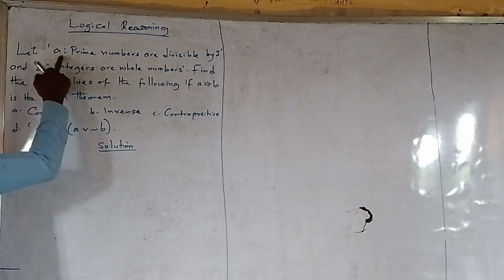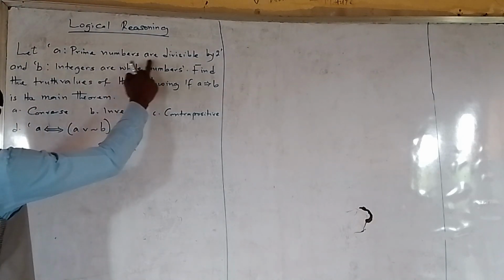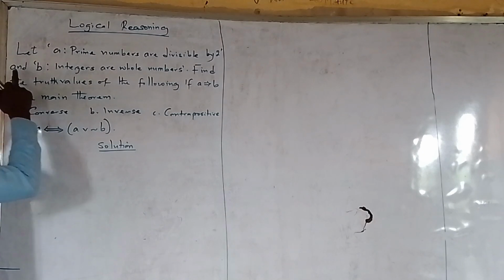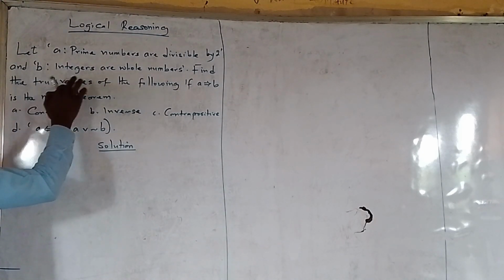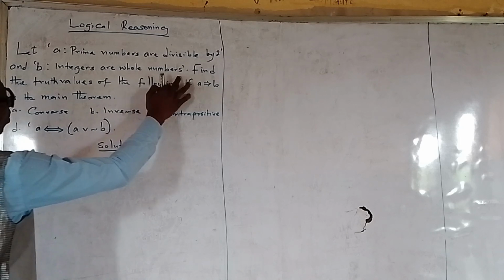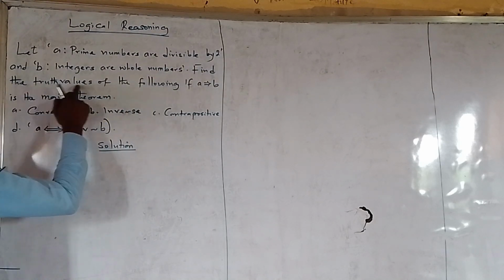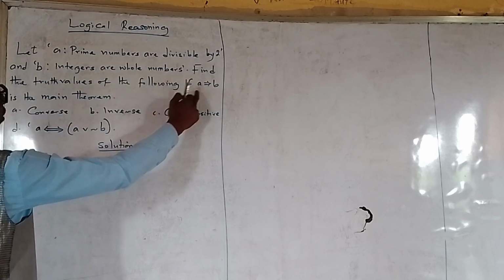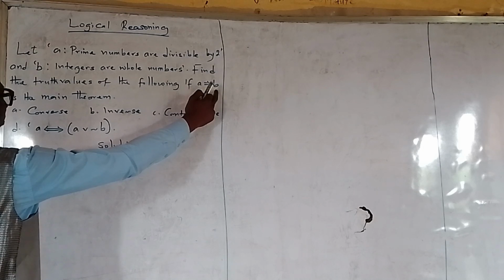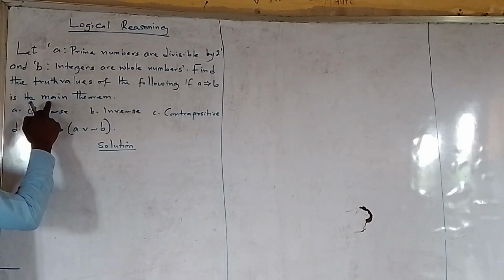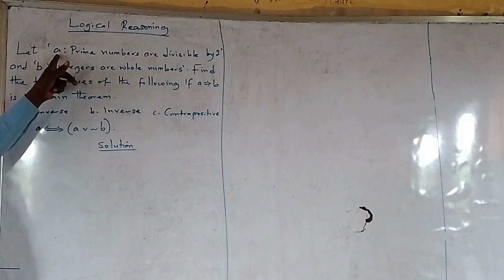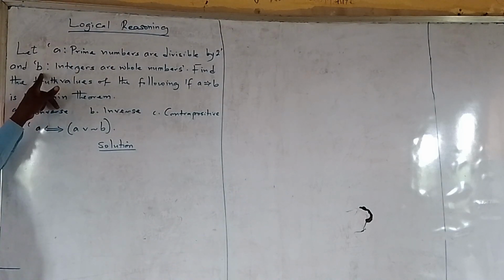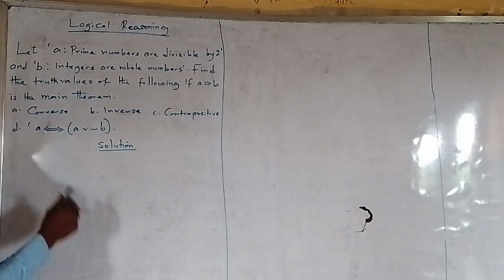Let A be the statement "prime numbers are divisible by 2," and B to be the statement "integers are whole numbers." Find the truth values of the following if A implies B is the main theorem. Now, the first thing to do here is to get the truth value of A and the truth value of B.